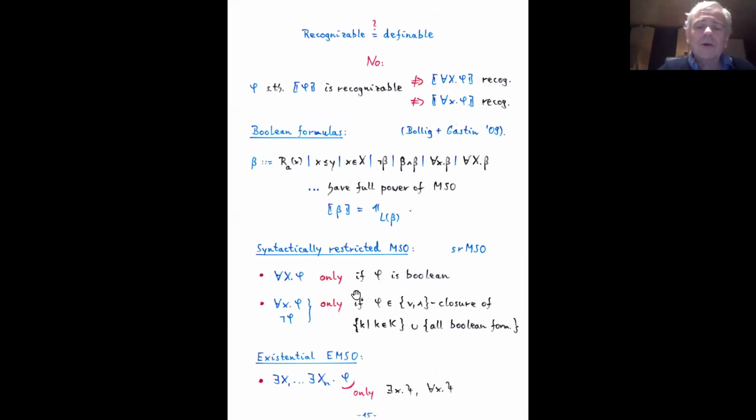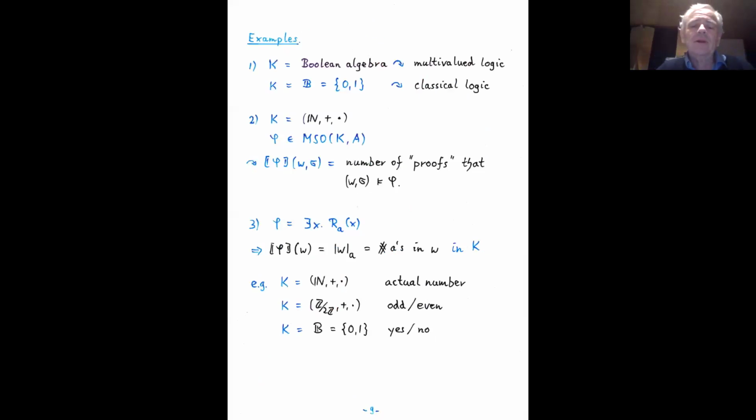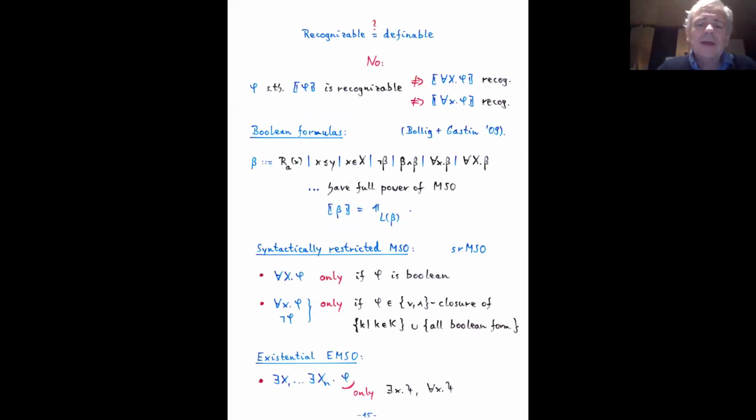Okay, so now our goal was to show that the recognizable functions are definable, to extend Büchi's theorem, and the question is.